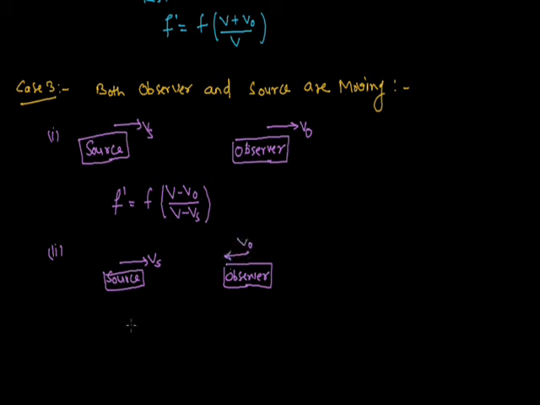So these are the different frequencies received by the observer when the observer is moving, or the source is moving, or both. So that is the effect called the Doppler effect. Now the next topic is Doppler effect in light.